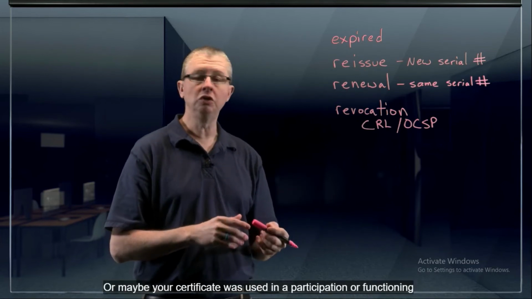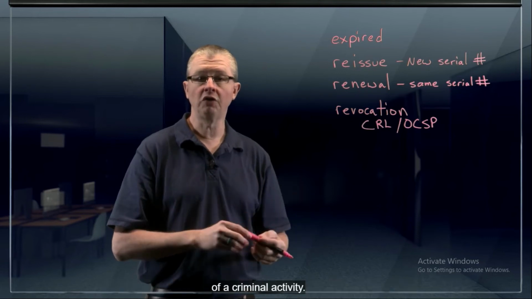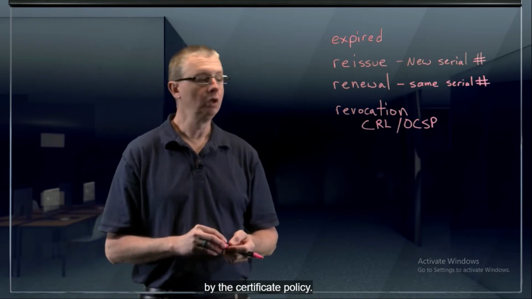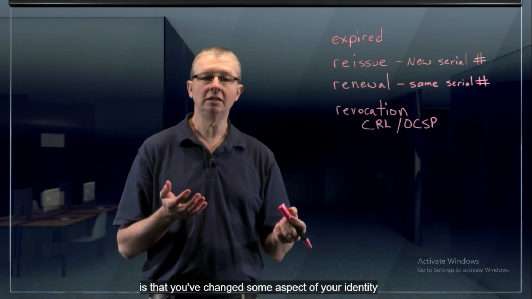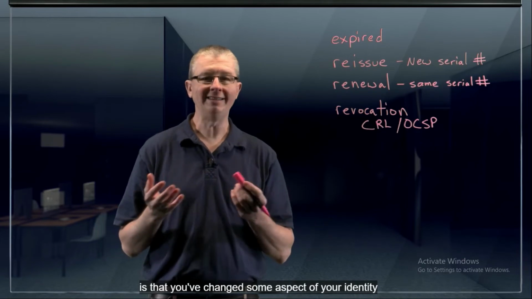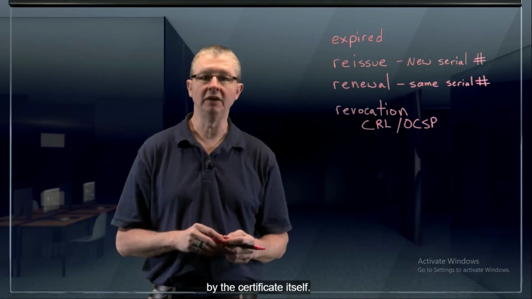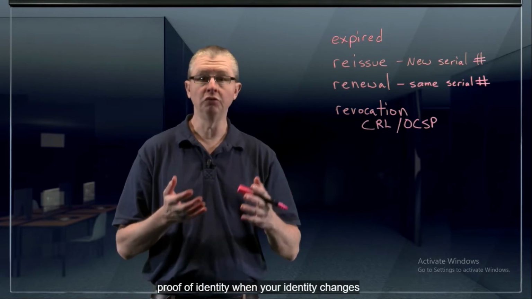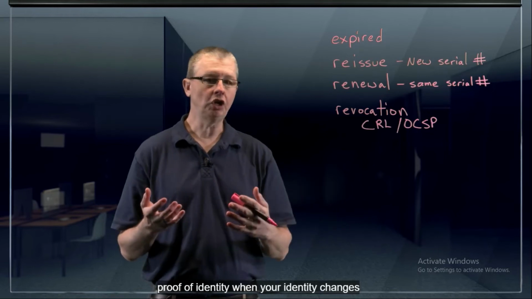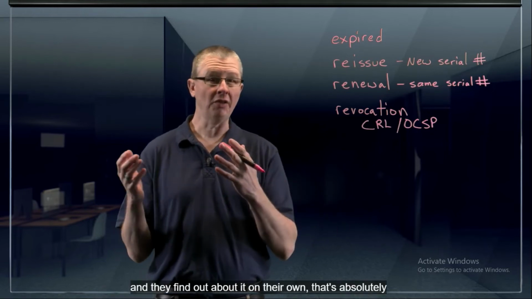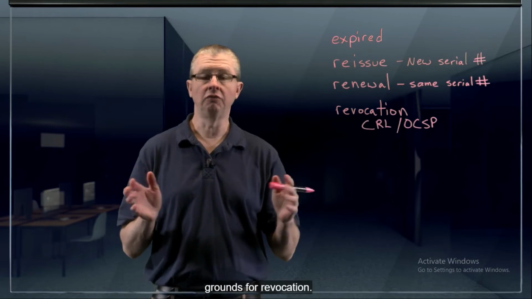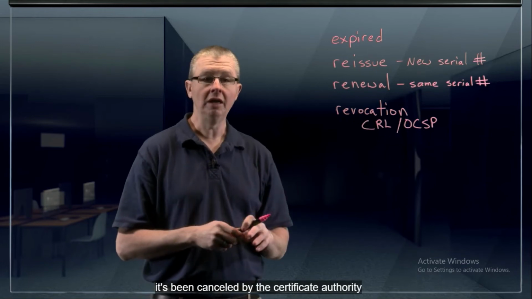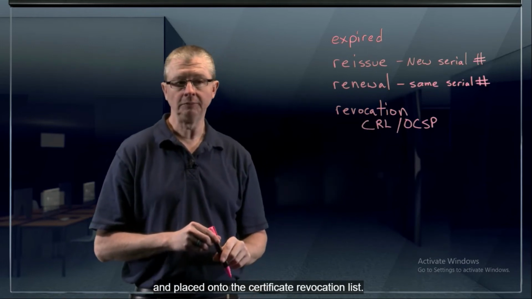Or maybe your certificate was used in the participation or functioning of a criminal activity. This is often grounds for revocation by the certificate policy. But more likely what would happen is that you've changed some aspect of your identity, which is being verified or proven by the certificate itself. And since that's the whole point of certificates, authentication, proof of identity, when your identity changes and you don't inform the CA and they find out about it on their own, that's absolutely grounds for revocation. So once something's been revoked, it's been canceled by the certificate authority and placed on the certificate revocation list.